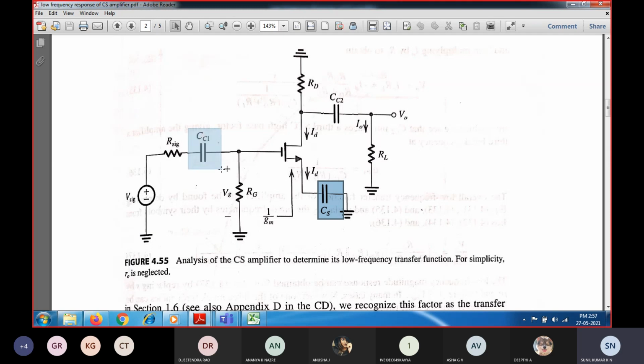Because of this higher value, the impedance will be very much higher at the lower frequency, and as the frequency of the input signal increases, the input signal voltage will be coupled. So initially these capacitors, coupling capacitor 1, coupling capacitor 2, or the bypass capacitor CS, will have a high value, so higher impedance. Because of this higher impedance, it is not going to act like a short circuit, it is going to act like an open.